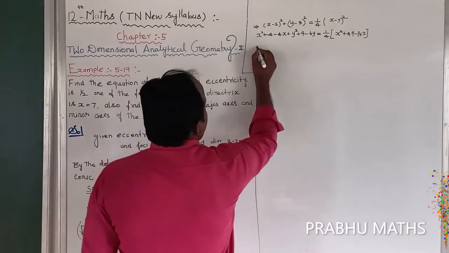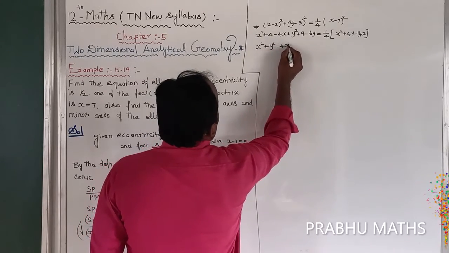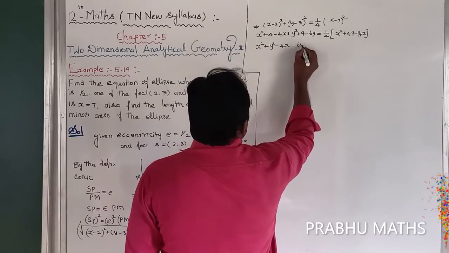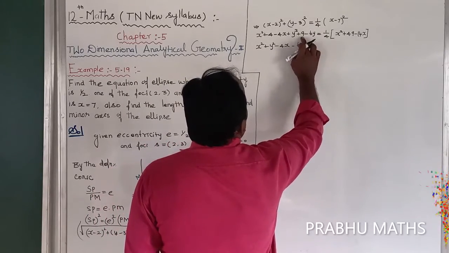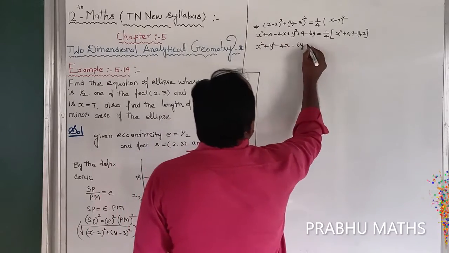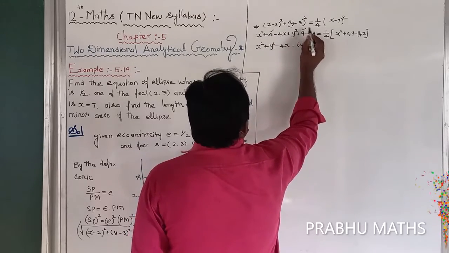So first, x square, first term. Next, y square. Next, 4x. Next, minus 6y. Then the constants: 9 and 4, plus 13. So this one 4, this one 9, gives 13.